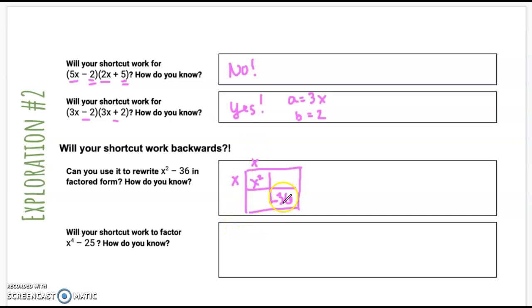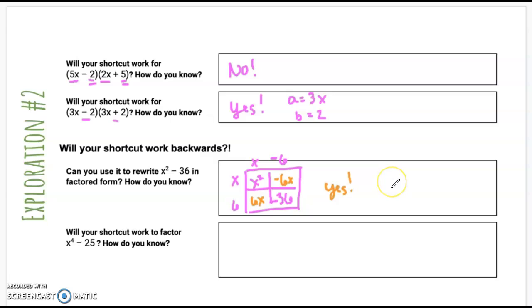And for 36, we have to look for that perfect square. The square root of 36 is 6. We have that minus sign, so one of our 6's has to be negative. Then we can verify it: negative 6 times x is negative 6x, and x times 6 is 6x. When we add those, we get 0x, leaving us just with x squared minus 36. So yes, we can use it to rewrite our polynomial in factored form.